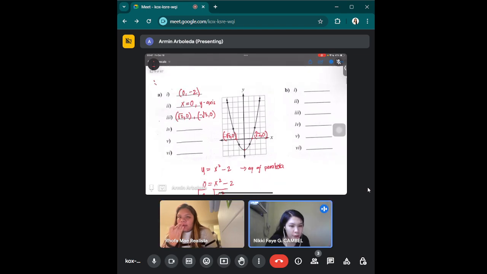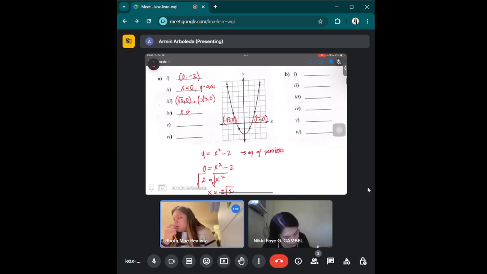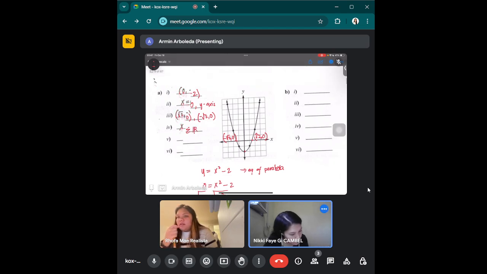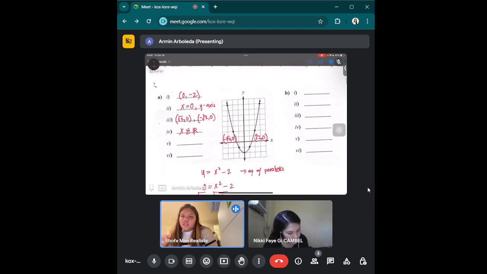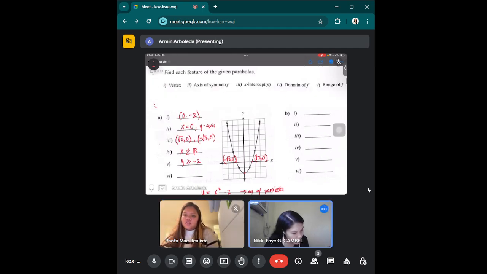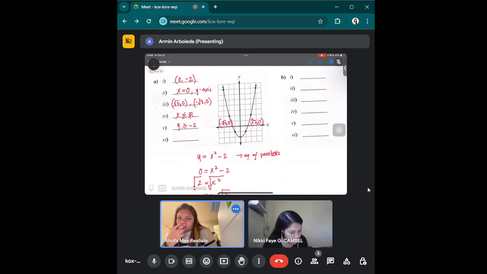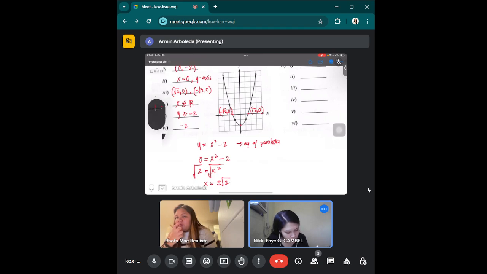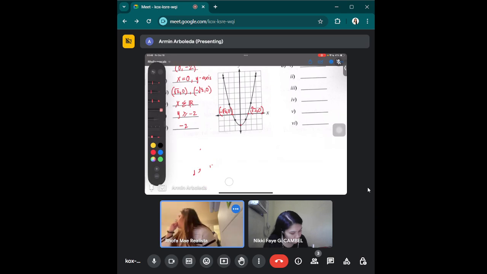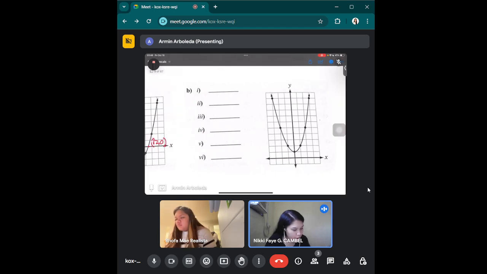So what is the domain of our function? It's all real numbers. X would be real numbers. How about the range? Y is more than including -2. And how about what's this? The minimum value. What's the lowest point? -2. Okay, very good. How about for this one? Can you answer this one and then tell me after?